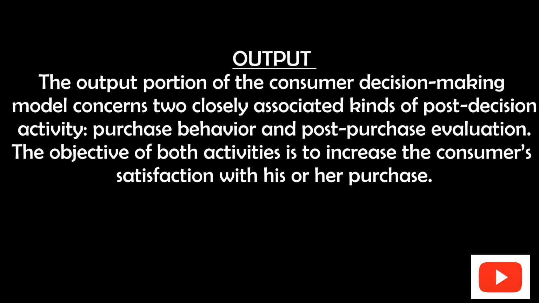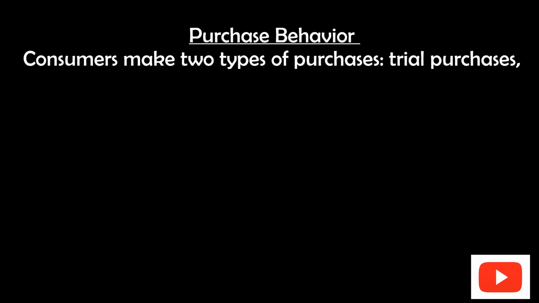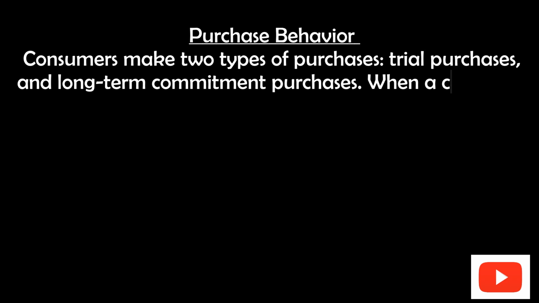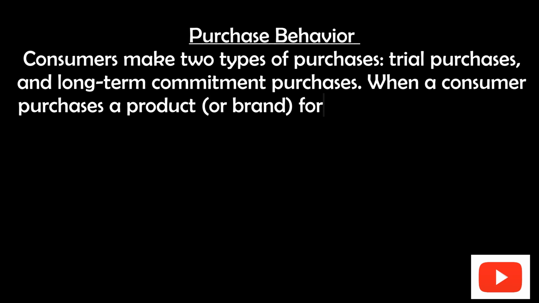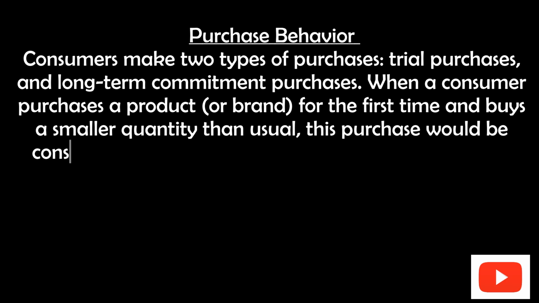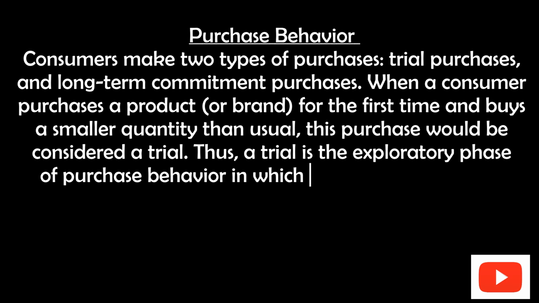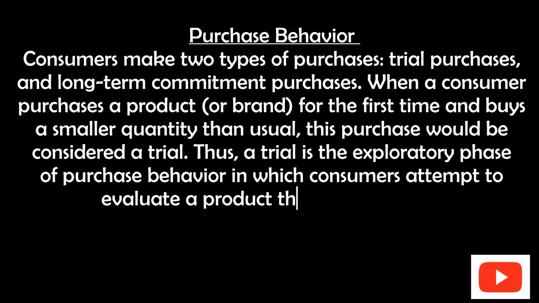Let's talk about some important related concepts. We start with purchase behavior. Consumers make 2 types of purchases: trial purchases and long-term commitment purchases. When a consumer purchases a product, or brand, for the first time and buys a smaller quantity than usual, this purchase would be considered a trial. Thus, a trial is the exploratory phase of purchase behavior in which consumers attempt to evaluate a product through direct use. For instance, when consumers purchase a new brand of laundry detergent about which they may be uncertain, they are likely to purchase smaller trial quantities than if it were a familiar brand.